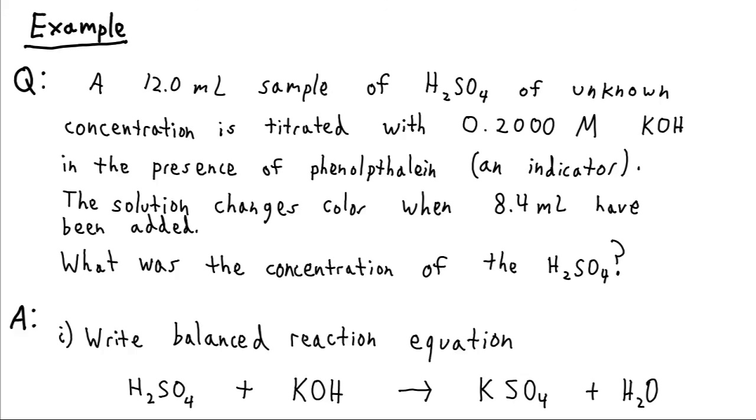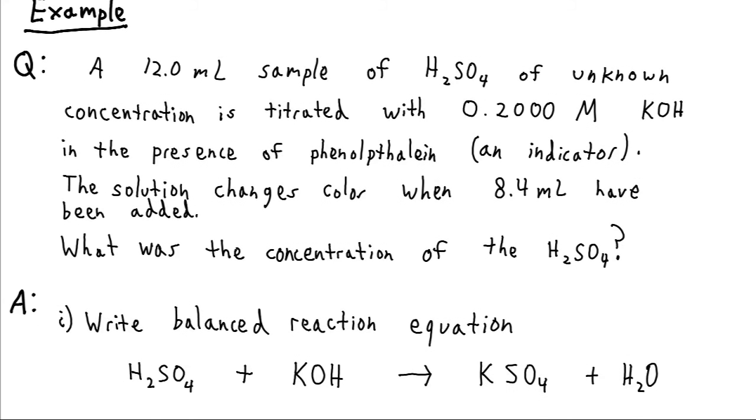Well, we'll start by writing a balanced equation. Now we know acid-base reactions are going to produce water as a product, and then the other ions are going to get paired together in the salt. Now sulfate has a -2 charge, and potassium has a +1 charge. So we're going to need 2 potassiums. Now that we have the right compounds, we can balance the equation.